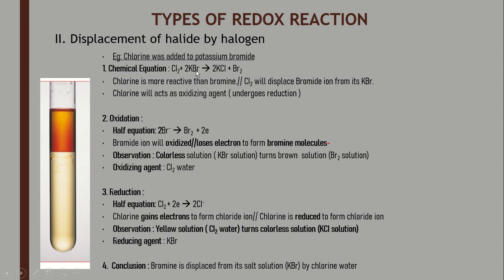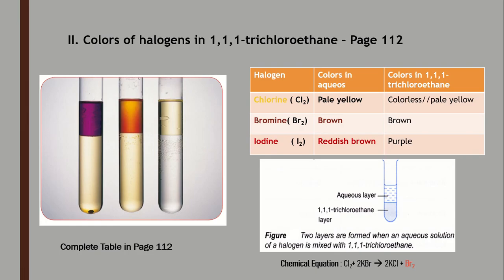Okay, some additional information you must know in page 112 in your module, the color of the halogen in aqueous and in indicator. Okay, indicator dia guna biasanya 1,1,1-trichloroethane. So kalau chlorine, color dia dalam aqueous biasa dia warna pale yellow. Dia nak test, after the reaction kita nak test the presence of the chlorine, kita letak dalam 1,1,1-trichloroethane. Dia akan produce warna colorless ataupun pale yellow, lebih kurang macam ni.